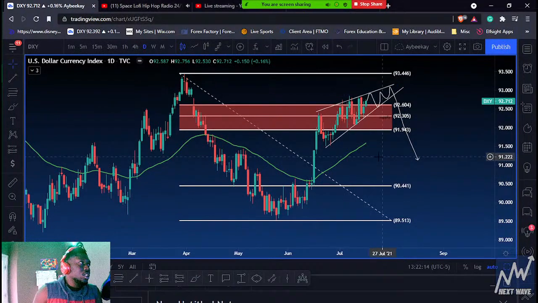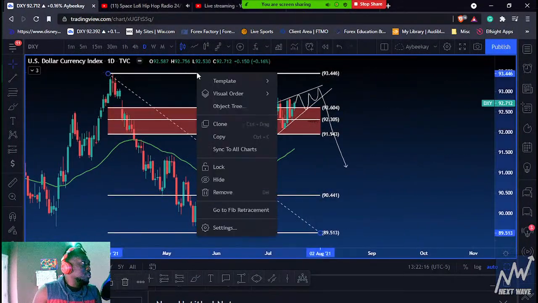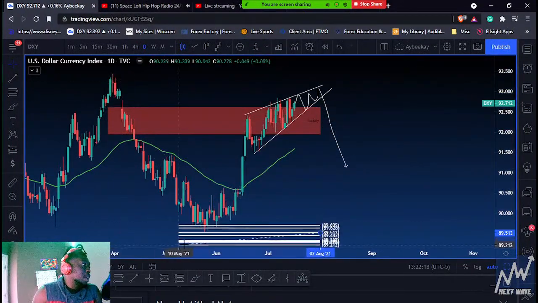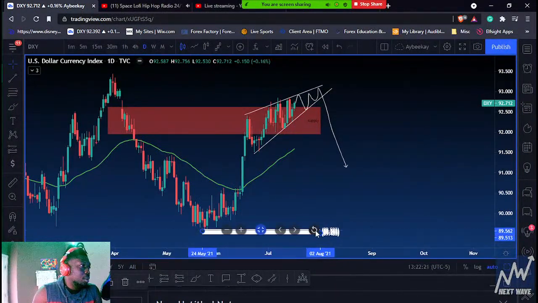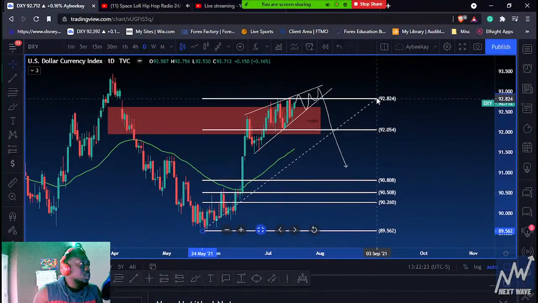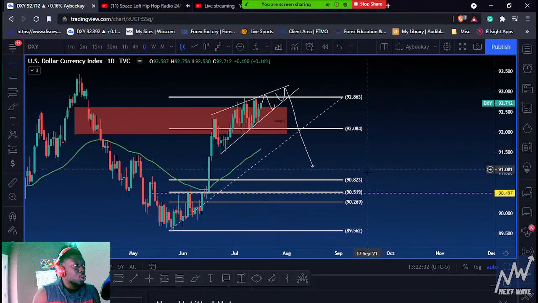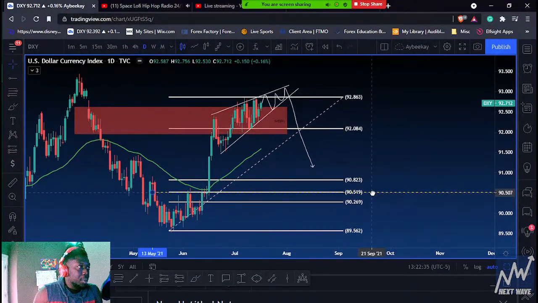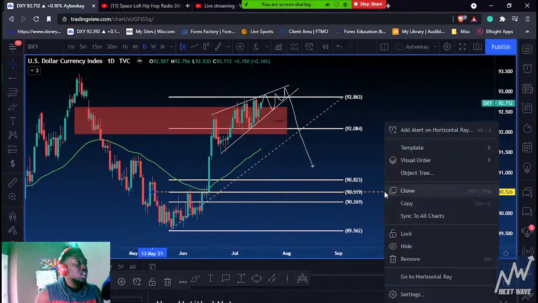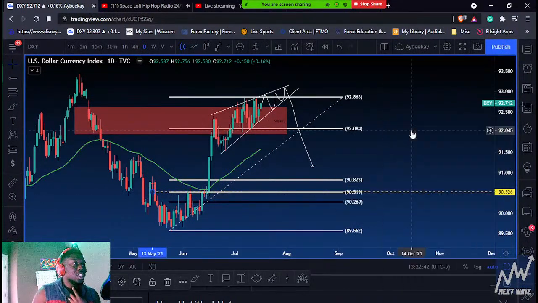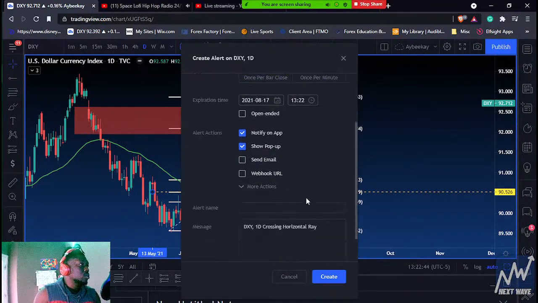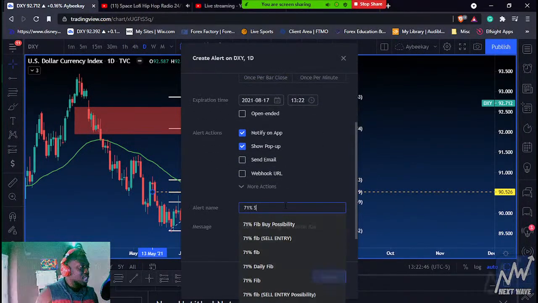Because overall, even though I do see this sell possibility, I'm not bearish on the DXY. I'm actually quite bullish on it. Whatever price decides to stop at, I was really looking to see if 90.519 was what was going to get hit for a potential, okay, now let's continue taking price to the upside. Same thing, I'm going to set an alert here because I had one. 71% swing.